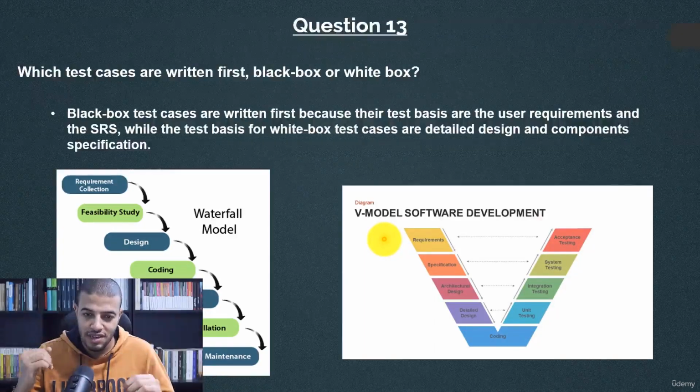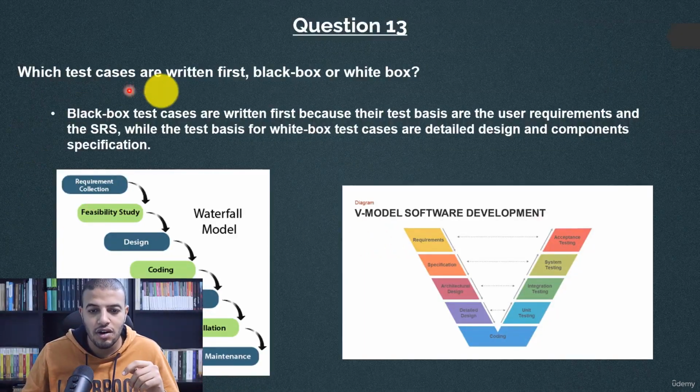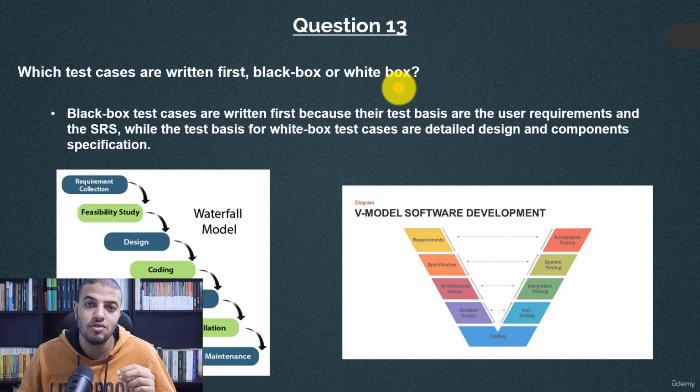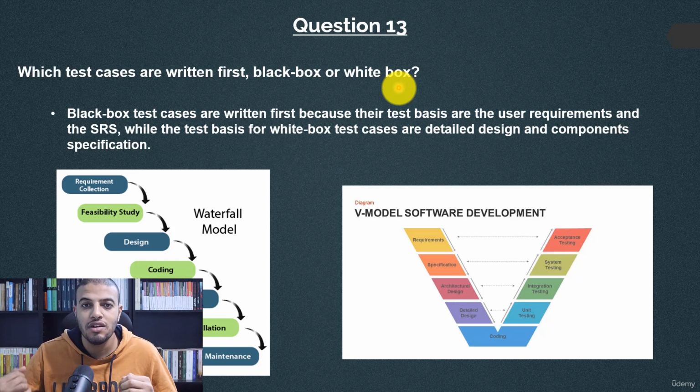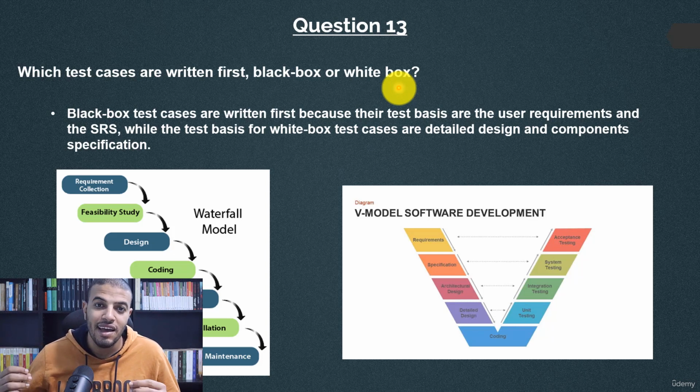The next question says, which test cases are written first, black box or white box? In black box testing, we begin to write our black box test cases. In white box testing, the developer, for example, might write his test cases using test-driven development, or the tester might write them in some cases. But which are written first? And this is a general question.